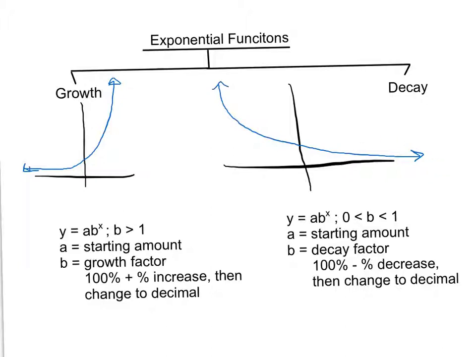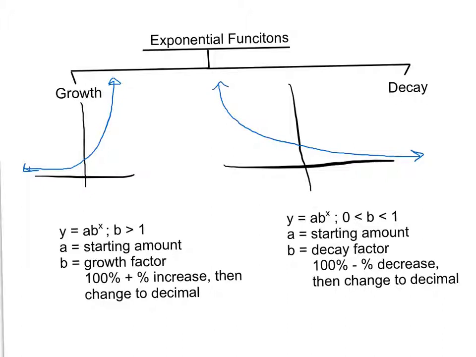Okay, so just some more characteristics of a growth function. It has that general form, y equals a times b to the x. B has to be greater than 1, so my base is bigger than 1. A is going to help us when we are working with story problems and creating our own equations. A is always our starting amount. B is what we call our growth factor. The way we find our growth factor is we take 100% plus whatever our percent increase is, and then we change that to a decimal.